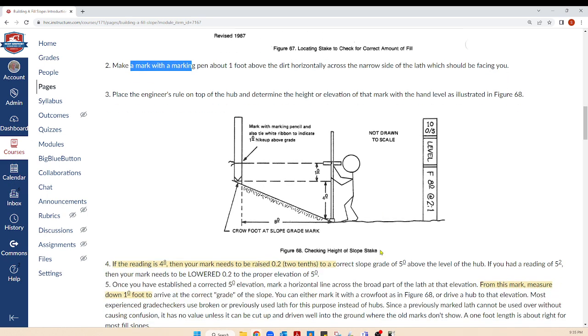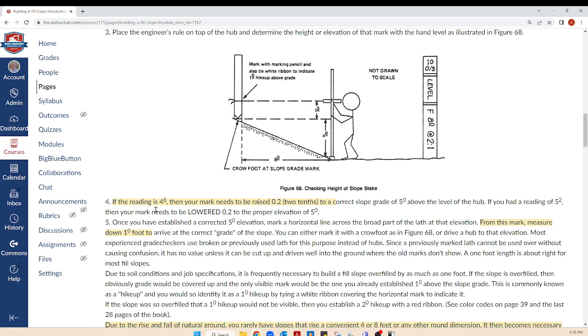That may take a while to sink in. Here's the example. If the reading is 4.8, then your mark needs to be raised 2/10 to a correct slope grade of 5 foot above the level of the hub. 5 foot above this. It's the same thing. From this mark, measure down a foot. We talked about that. And that's where the grade is.